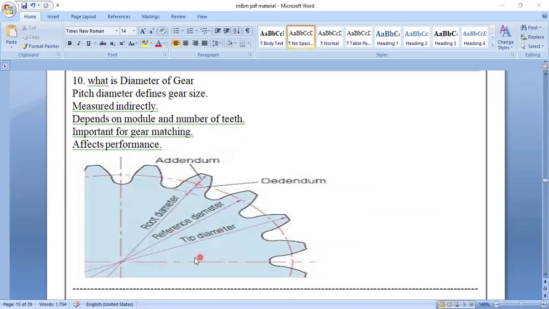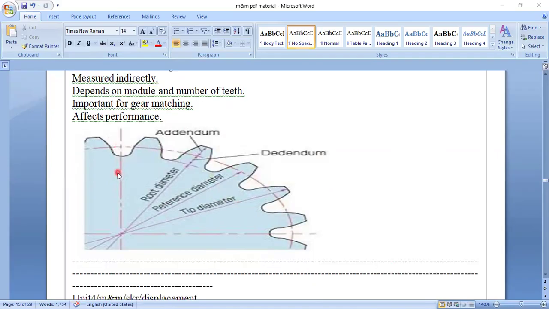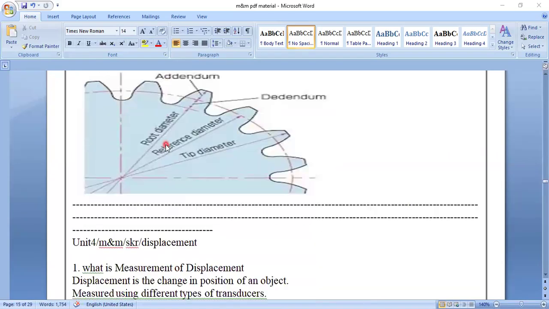So if you want to explain diameter, you have to tell about these five things. Go for the definition. Pitch diameter defines gear size only. How big a gear you are going to develop. They are measured indirectly. It depends upon the module and the number of teeth. So this is 1, 2, 3, 4, 5, 6, 7; the number of teeth is 7. It is important for gear matching. Gears are going to mesh with each other, and it also affects performance.